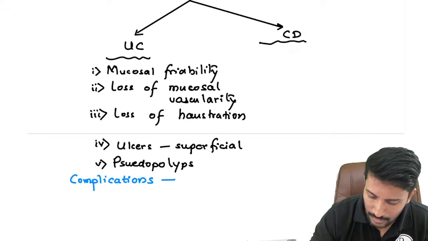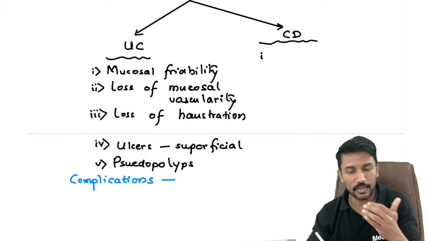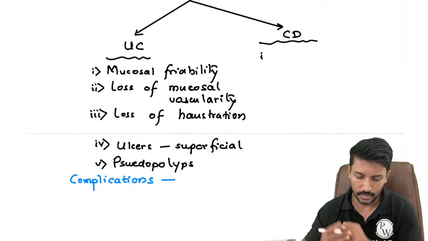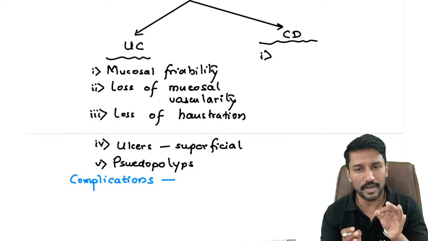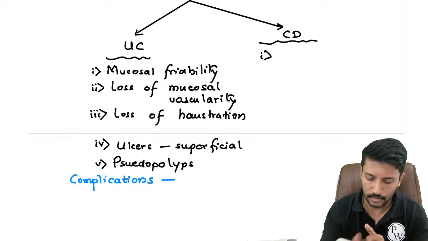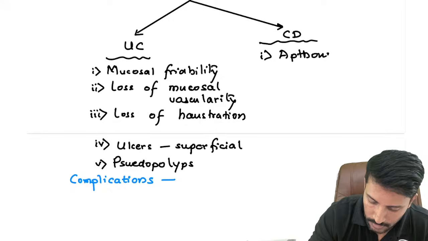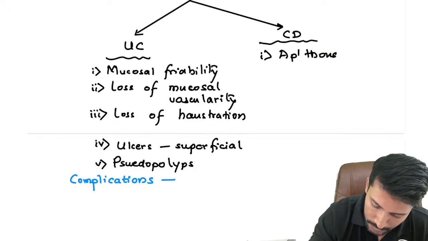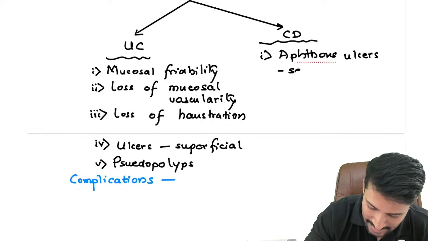On the other hand, Crohn's disease involves all the layers of the bowel, so you will have a transmural inflammation. In Crohn's disease, I will see ulcers which are deep and running like a snake. We call them aphthous ulcers, because they are deep; they are aphthous ulcers which are also serpiginous.